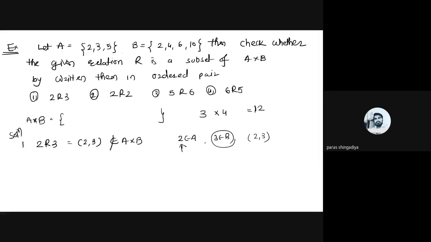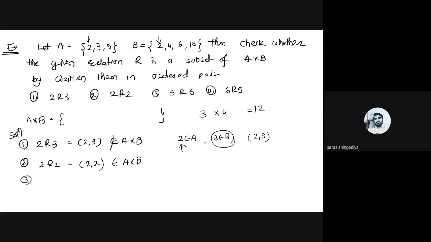Okay, that is the answer of the first one. Now the second one, 2 comma 2. So 2 comma 2 means 2R2. 2R2 is given, meaning the 2 comma 2 pair. That will be defined as the first pair in this A cross B, because the first entry is a 2 here, and here the first entry is also 2 in the set B. So the 2 comma 2 pair will be defined in A cross B. So it is part of the relation.